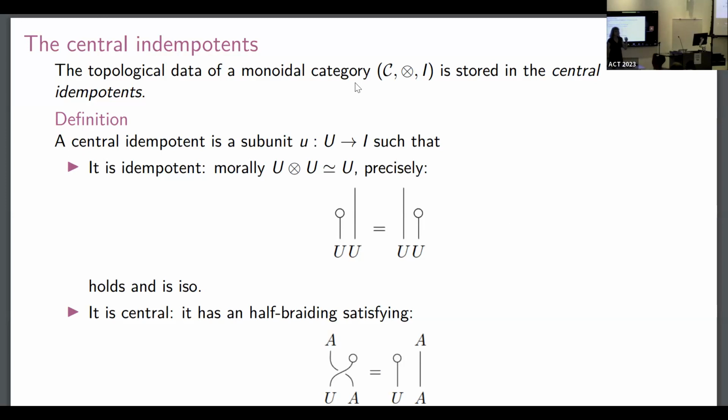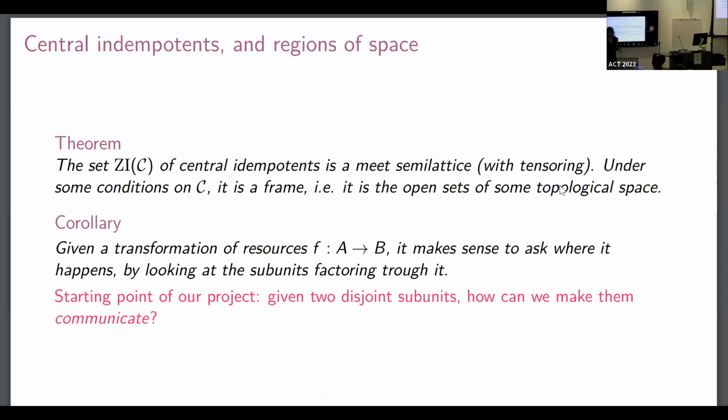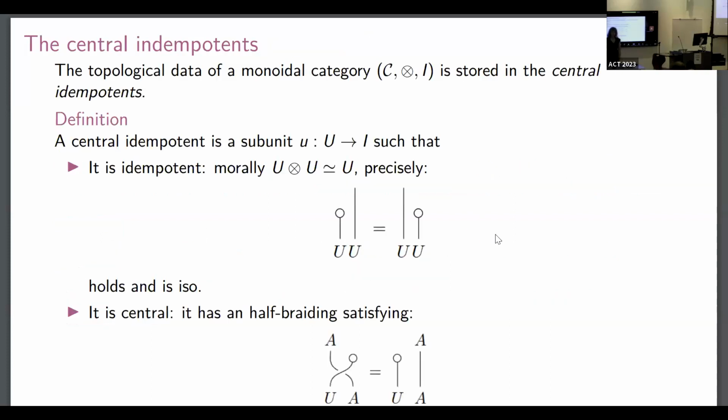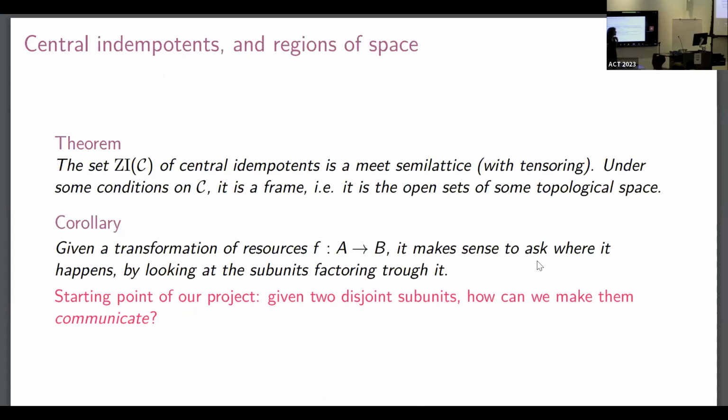It's not really important, but it means that U intersected with A is the same thing as A intersected with U. Objects that we want to study take the data from a monoidal category. So next slide. The result is that the set of all central idempotents is a meet semilattice. So really it means that tensoring acts like an intersection. And under some condition on the category C, we can prove that it is a frame.